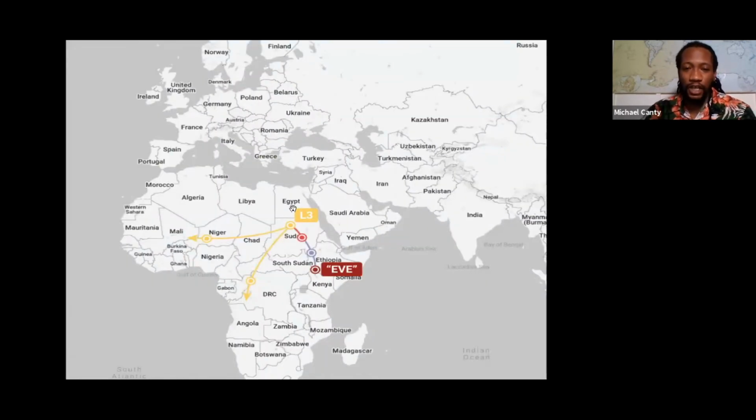So this is my mother's mitochondrial line, starting with Eve, going up into Sudan, and then we're actually the top fork, going through Niger, Chad, and into Mali, and eventually over to the coast of Africa, where I believe my mother's line eventually was captured in Sierra Leone and came across to South Carolina.